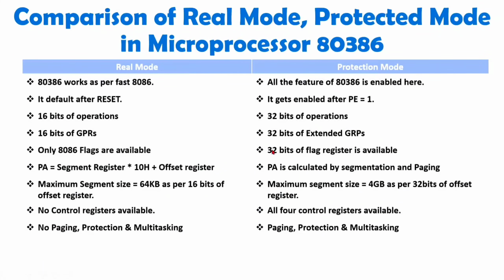Here my dear students, you should know in real mode we don't have paging, protection and multitasking. Why? The reason is it is working similar to 8086, right? But once setup is completed by real mode, 80386 will enter into protection mode. All the features are getting enabled. What are those features with 80386? Features are like paging, protection, multitasking, all those things that we can have, right? So this is all about the different comparison points.